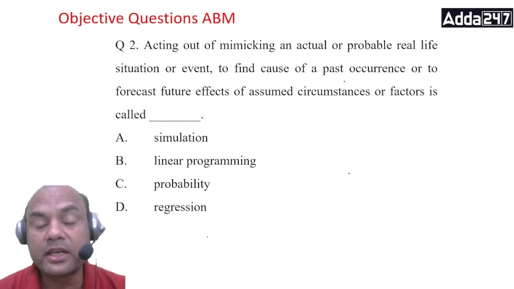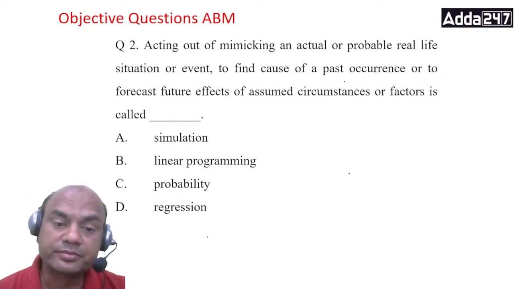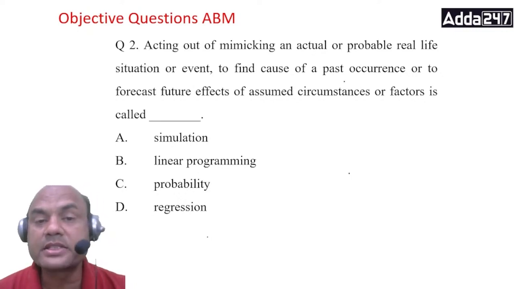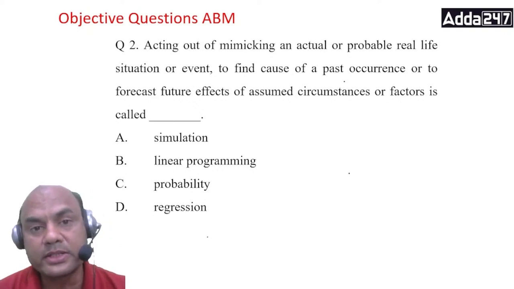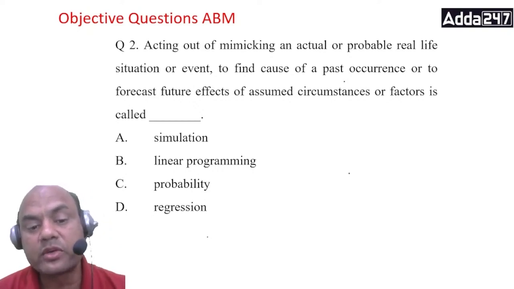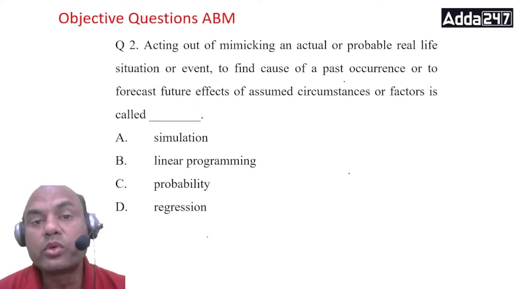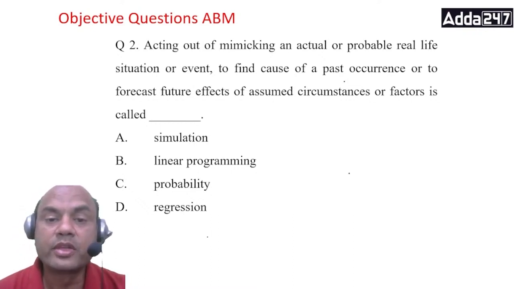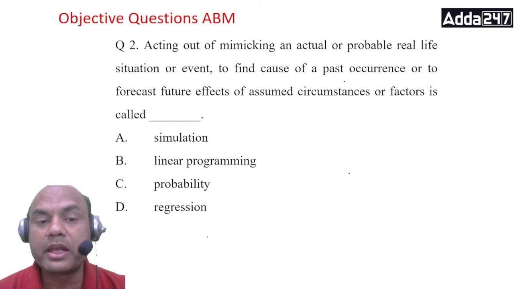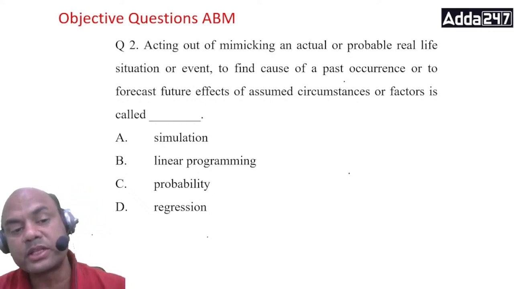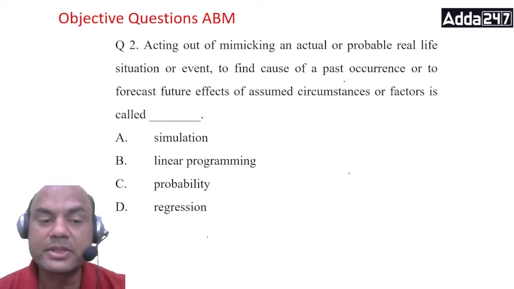Kindly follow this probability lecture also. Regression and correlation, again, are different chapters. Regression and correlation are related to two elements, the relationship between the two elements. So this mimicking an actual probable real life situation, what can be the answer for this? The answer is simple, isn't it? Let me see in the comment section.